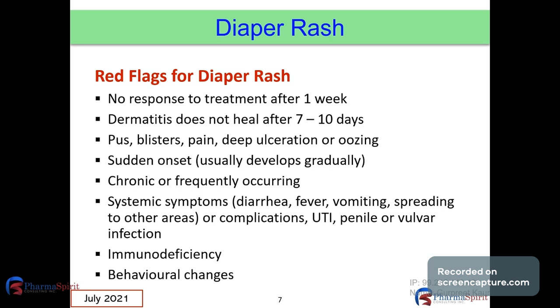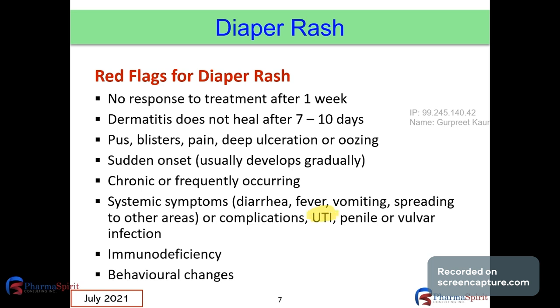Sudden onset. Usually, diaper rash develops slowly and gradually. It takes a few days, but if it happens right away, this is a concerning thing. Chronic or frequently occurring, if they keep coming back. Systemic symptoms such as diarrhea, fever, vomiting, or if it's spreading to other areas, or having complications such as UTI, penile, or vulvar infection.